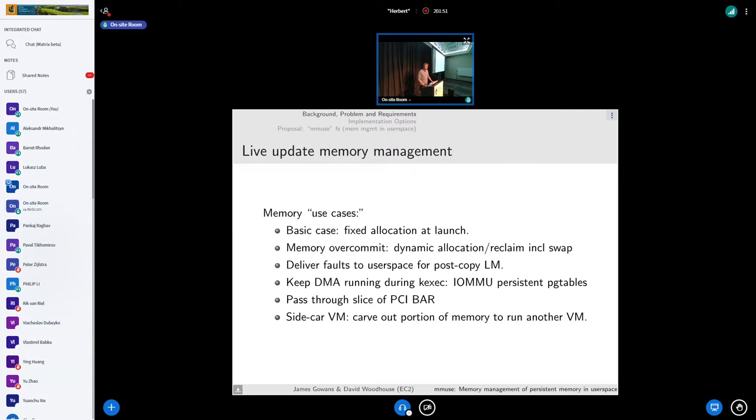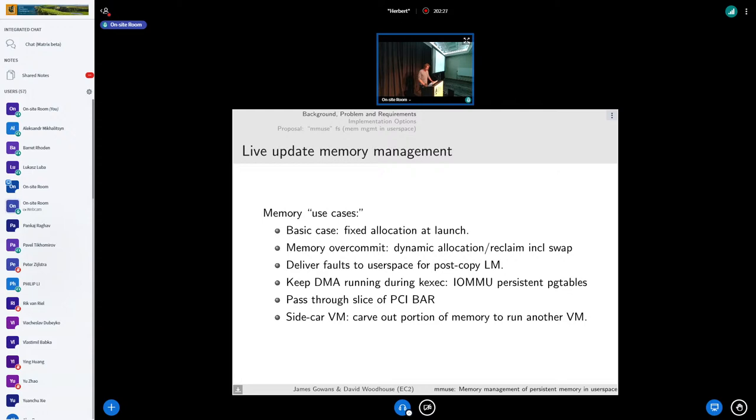And also delivering faults to user space for things like migration, potentially keeping IOMMU page tables persisted so that any in-flight DMA can continue across this live update, potentially slicing up MMIO regions and even carving out portions of memory from an existing virtual machine to spawn a new sidecar virtual machine. So yeah, I just wanted to give a flavor of some of the potential intricacies and complexities that are necessary in memory management to provide a comprehensive virtualization solution.